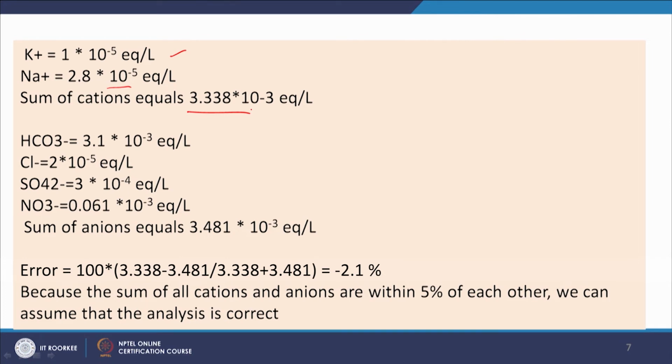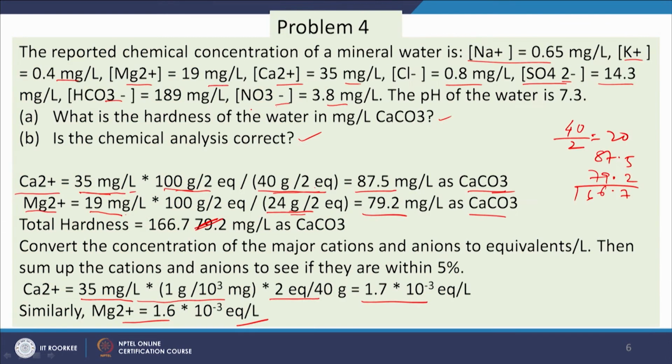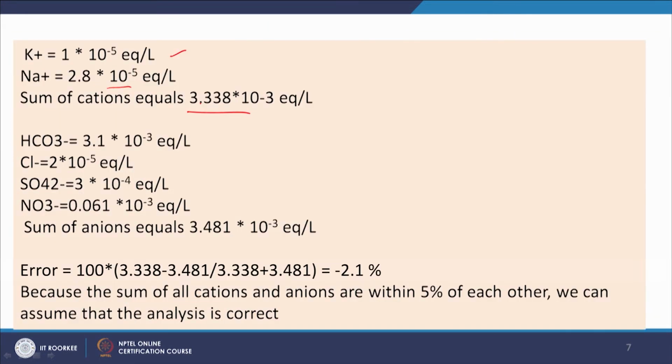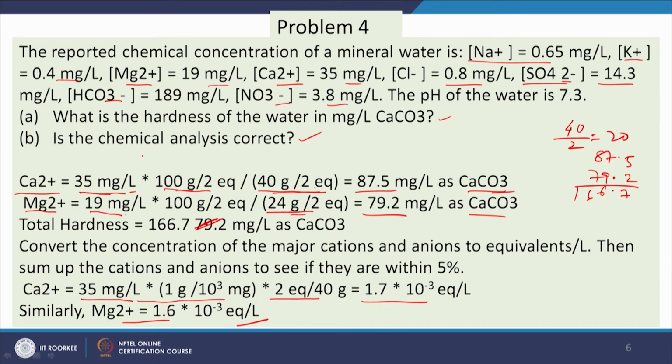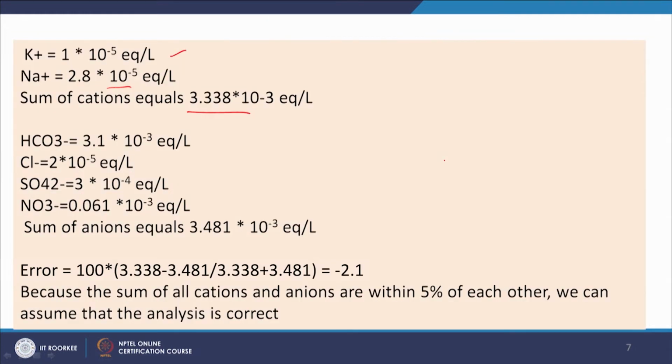And then in the case of anions, we have HCO3 equal to how much? 189 mg per liter. We can convert it to 3.1 into 10 to the minus 3. How? Because we divide 189 by 61, the equivalent weight of HCO3. So, it comes to 3.1 into 10 to the minus 3 equivalent per liter. Similar calculations we have already done in our previous class, so the detailed calculation is not shown here.